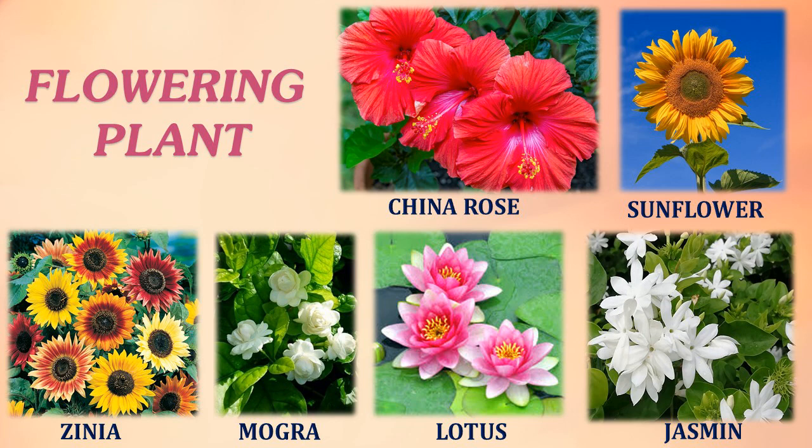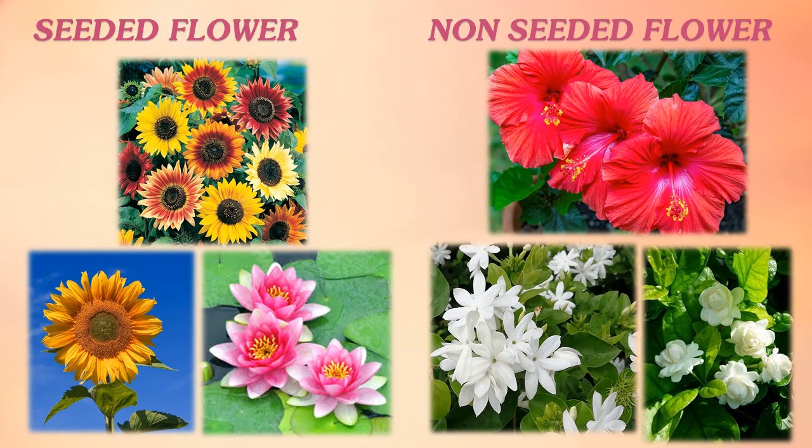All flowering plants have their seed. Some have seed and some don't have seed. So according to this, we can divide the flower into two types, that is seeded flower and non-seeded flower. I have shortlisted some seeded flowers and non-seeded flowers for you. So how can we recognize which is a seeded flower and which is a non-seeded flower? From their structure, which is discussed later in this video.